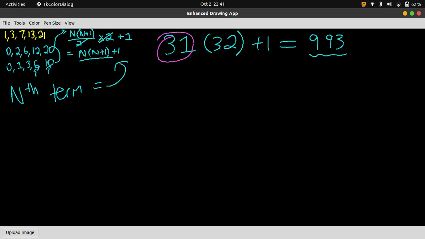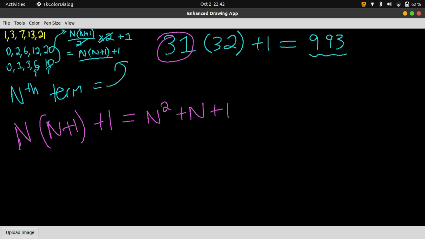And so essentially, what this looks like is, let's see. How are we going to write this down? So if we get this, we know that it's n times n plus 1. If we try to expand this, n times n plus 1 plus 1, this is equal to n squared plus n plus 1. So this is the type of expression we have here. And that represents what all of these will be equal to.